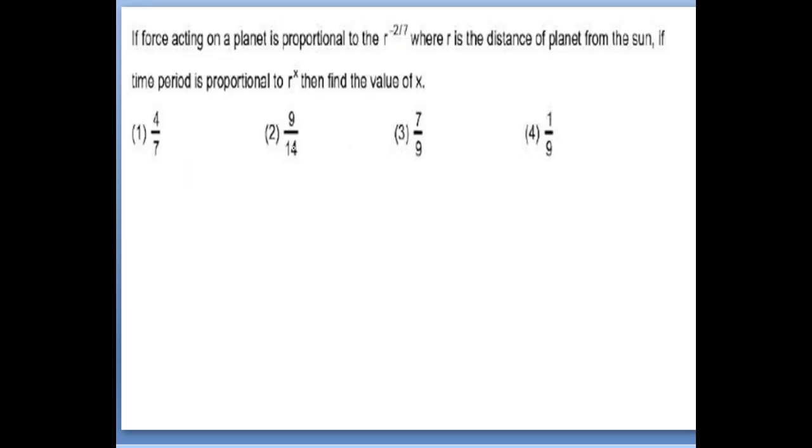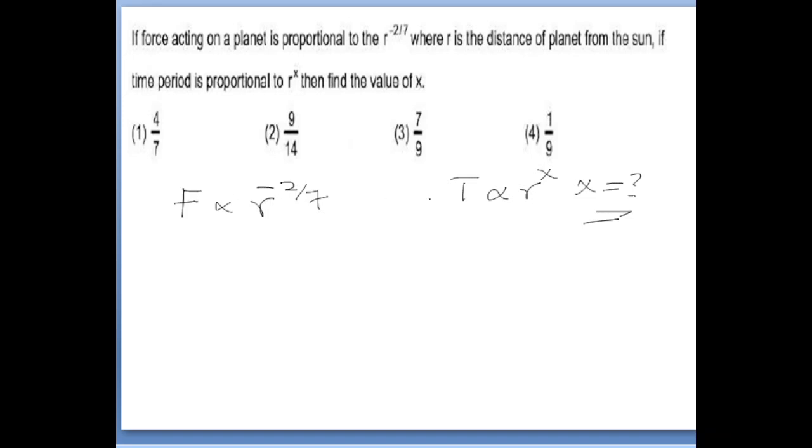So next question, if you see here, this is from gravitation. Okay, Kepler's third law. See this. He is saying that if a force acting on a planet is proportional to r power minus 2 by 7, where r is the distance of the planet from the sun, and if the time period is proportional to r power x, then what is the x value? That is the question. So this question is very simple.